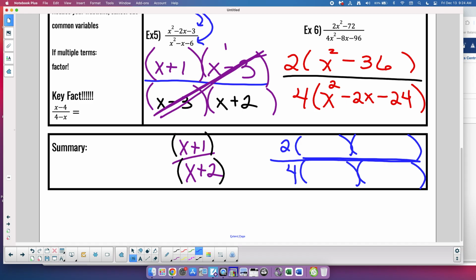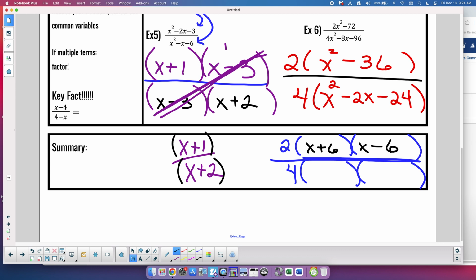Sure hope you know you're staring at your best friend on top. It's the difference of 2 perfect squares. It should be factorable in 2 seconds. What is it? X plus 6, x minus 6, done. That should be an easy one. The one on the bottom is going to take more thinking.